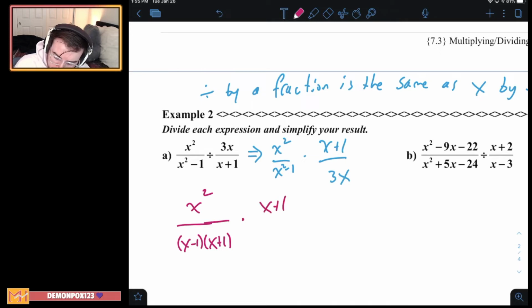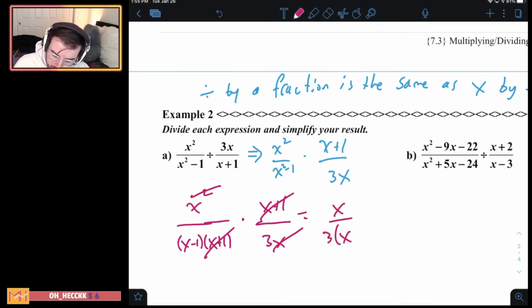Times x plus 1 over 3x. So an x plus 1 cancels, and an x cancels, so I'm left with x over 3 times x minus 1. Beautiful, right?